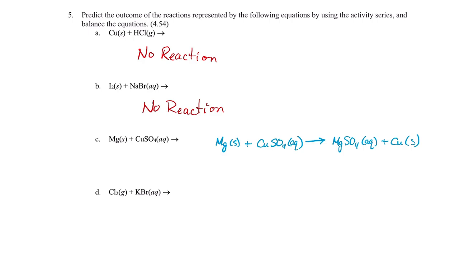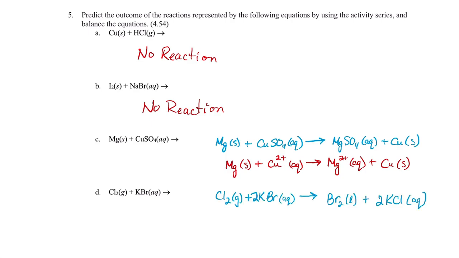Now, creating a net ionic equation for this, my copper sulfate is soluble in water, as is my magnesium sulfate. So that makes sulfate a spectator ion. So I can also write this equation as magnesium solid reacts with the copper ion, and it creates the magnesium ion plus copper solid. The last equation, we have chlorine, which is above bromine in the activity series.